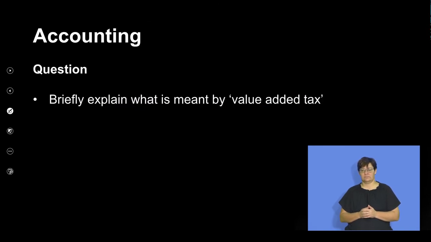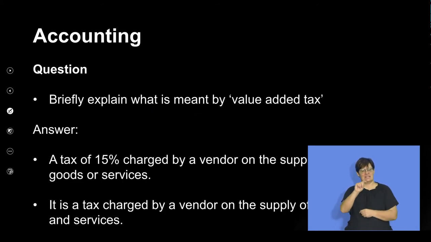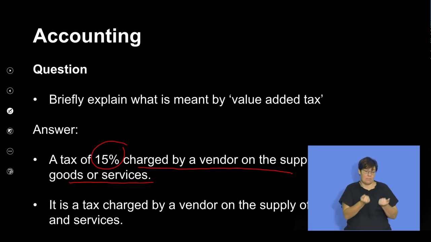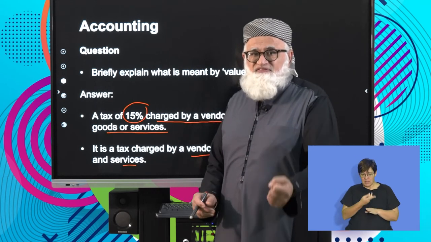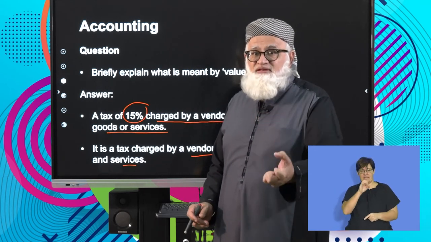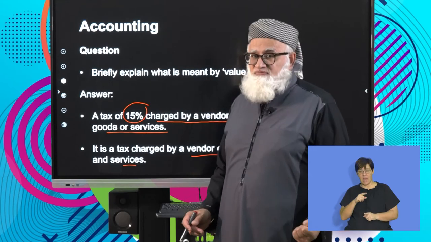Let's go through the question. It says here, briefly explain what is meant by value added tax. It means a tax of 15% is charged by a vendor on the supply of goods and services. So basically, a tax. What is that? A tax that is levied by the VAT vendor. And remember, the VAT vendor acts on behalf of the government.